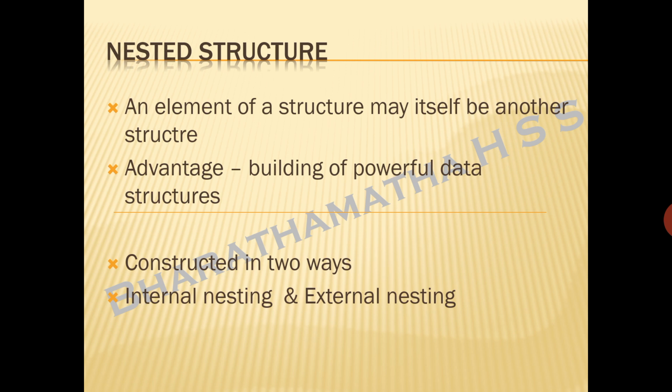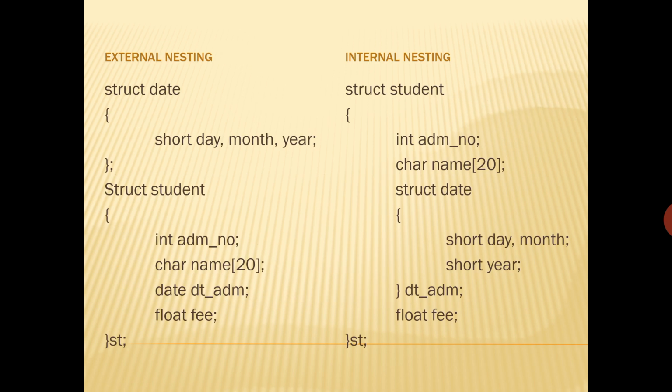As the name itself indicates, internal nesting means a structure is exactly placed within another structure. External nesting means the structure which is to be embedded will be placed outside. Now we will look into the examples given over here, external nesting and internal nesting. You have two different segments here.